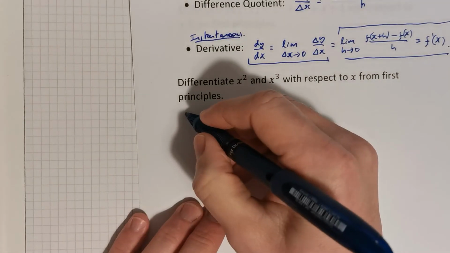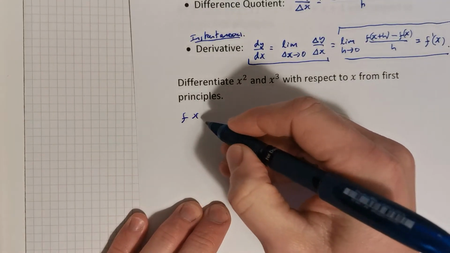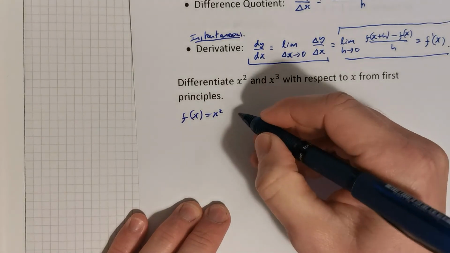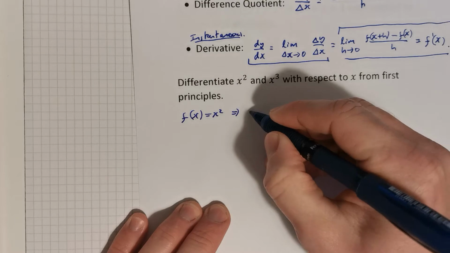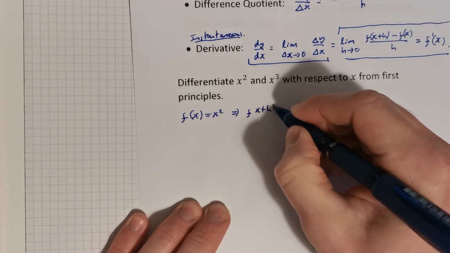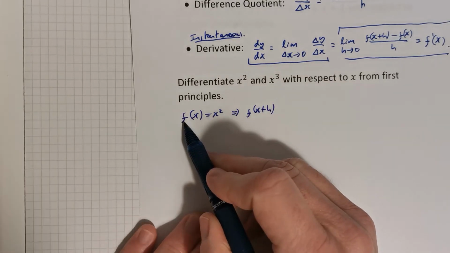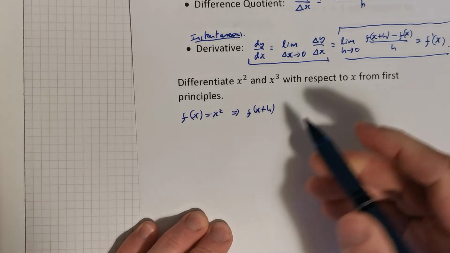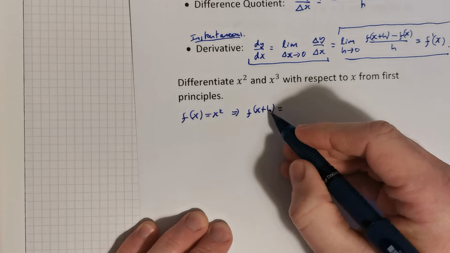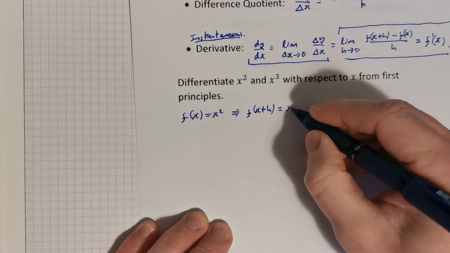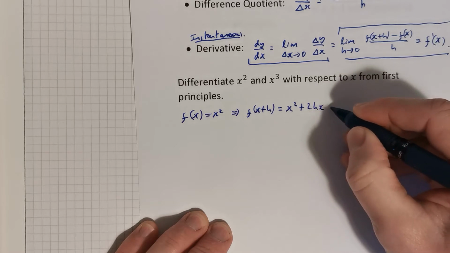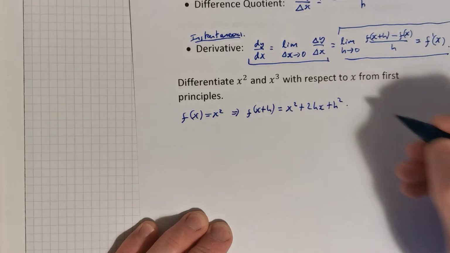So f of x equals x squared. We'll do x squared first. And again, remember what that means. If f of x is x squared, then f of x plus h, and the name of this function is f, if the input is x, well, the output is just the square of that. So if the input is x plus h, the output is just the square of that. Squaring x plus h will give me x squared plus 2hx plus h squared.